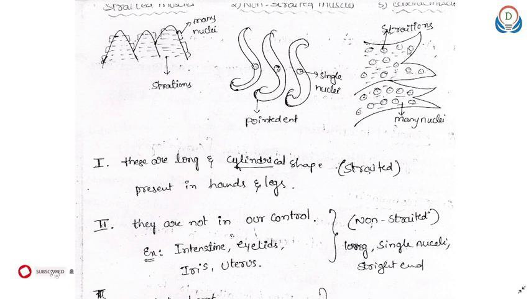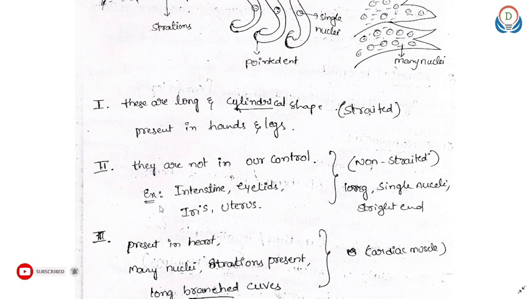And next, cardiac muscles. In cardiac muscles striations can be seen, and many nuclei are present here, unlike the single nucleus in the other type. These are long and cylindrical in shape. These are called striated muscles, long and cylindrical, present in the hands and legs. These striated muscles can be seen in hands and legs. They are not in our control.